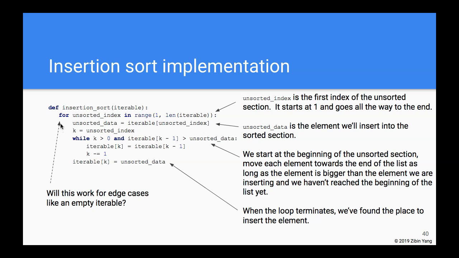One question for you: we said that any sorting function should work for an empty list or a list with a single element. So does this loop work for that? I hope once you think through it, it should be fairly obvious.